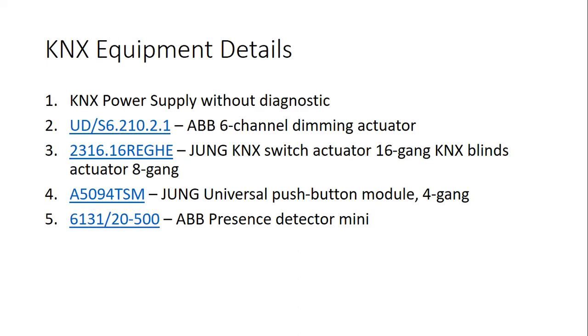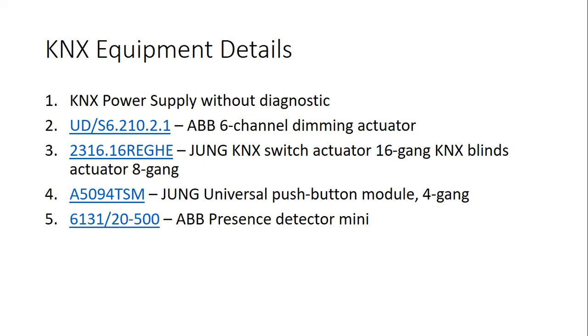So these are the equipment details. The same dimming actuator, a 6-channel ABB dimming actuator. But the switch actuator, this time I'm using Young's switch actuator, which can do switch and blinds both. You can change this setting in the ETS. We will cover this in detail in the programming section.